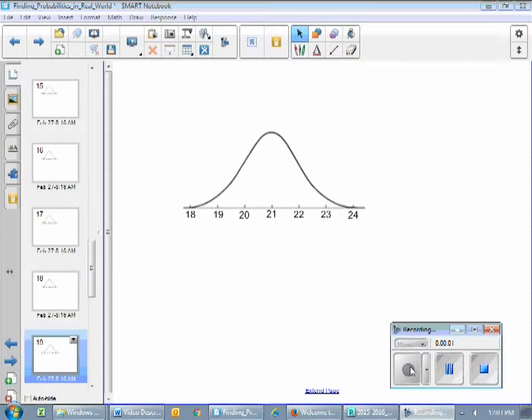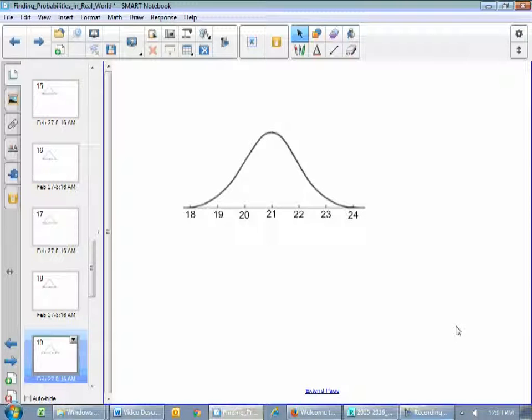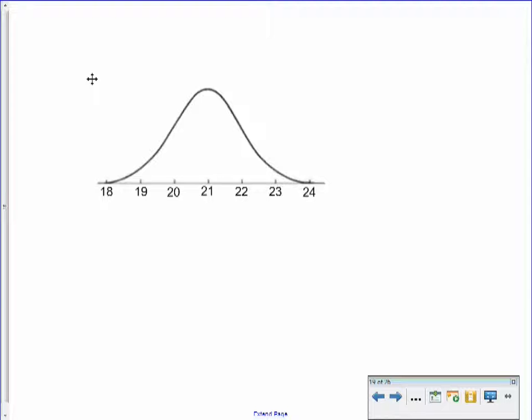At number 37, we have our mean of 21 days that the chicken stays in the egg, standard deviation of 1 day. So what's the probability a randomly selected chicken egg hatches in less than 20 days?